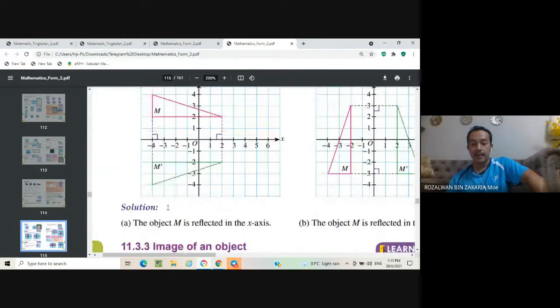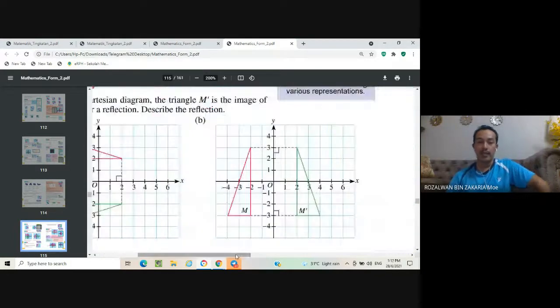All right, now look at B there. How to describe the reflection for B? Given to you, M is the object and M prime is the image. After the reflection, you have to do what we discussed before for A. Firstly, you have to determine the distance from this point until this point.